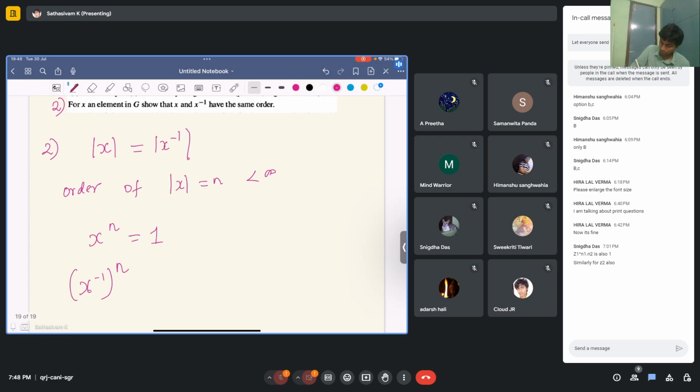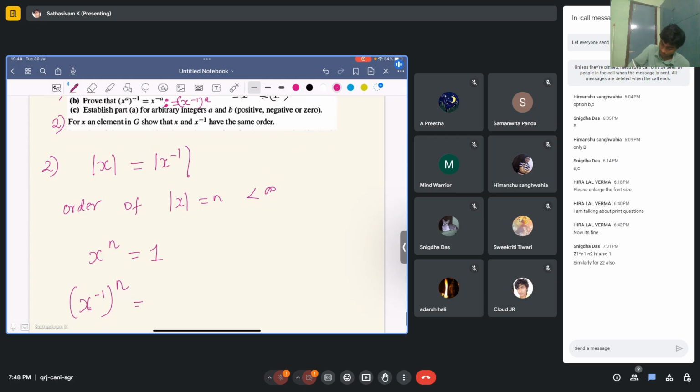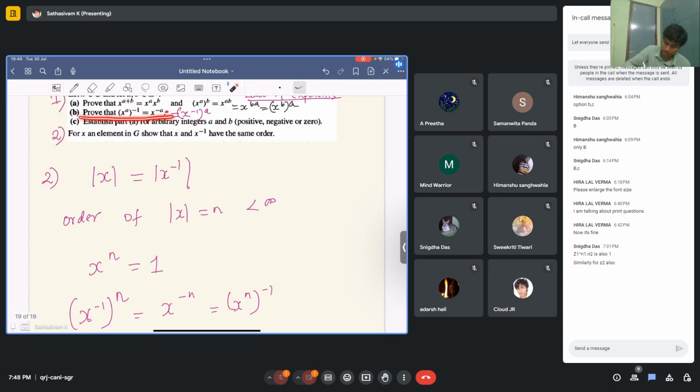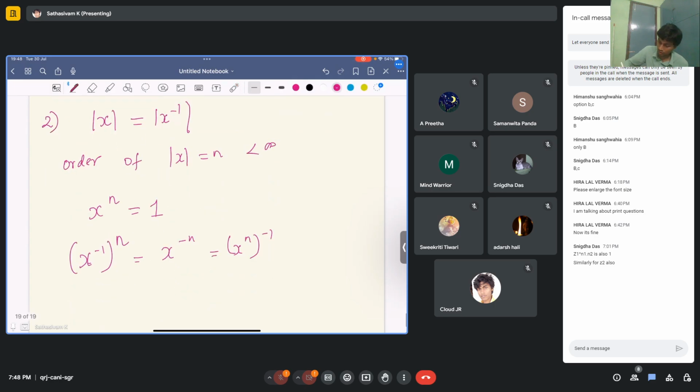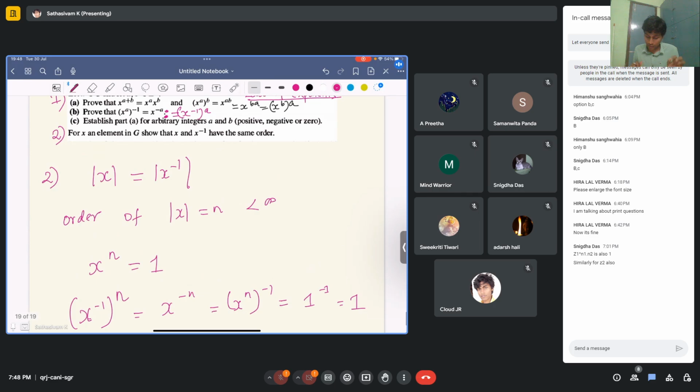If you take this, what will we have here? This is equal to x power minus n. So what is x power minus n? This is x power n, power minus 1, using the law of exponents. So the inverse, I can take the n up and then put the inverse. What is x power n? This is 1 power minus 1. What is the inverse of 1? This is nothing but 1. So both have the same order, provided the order exists.